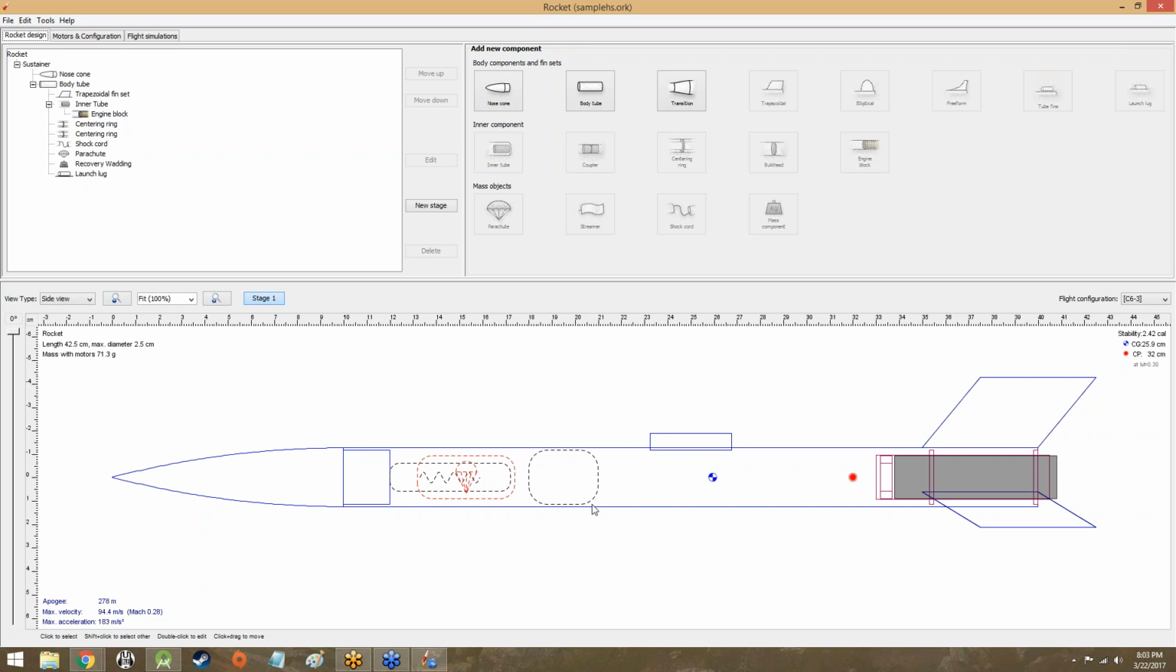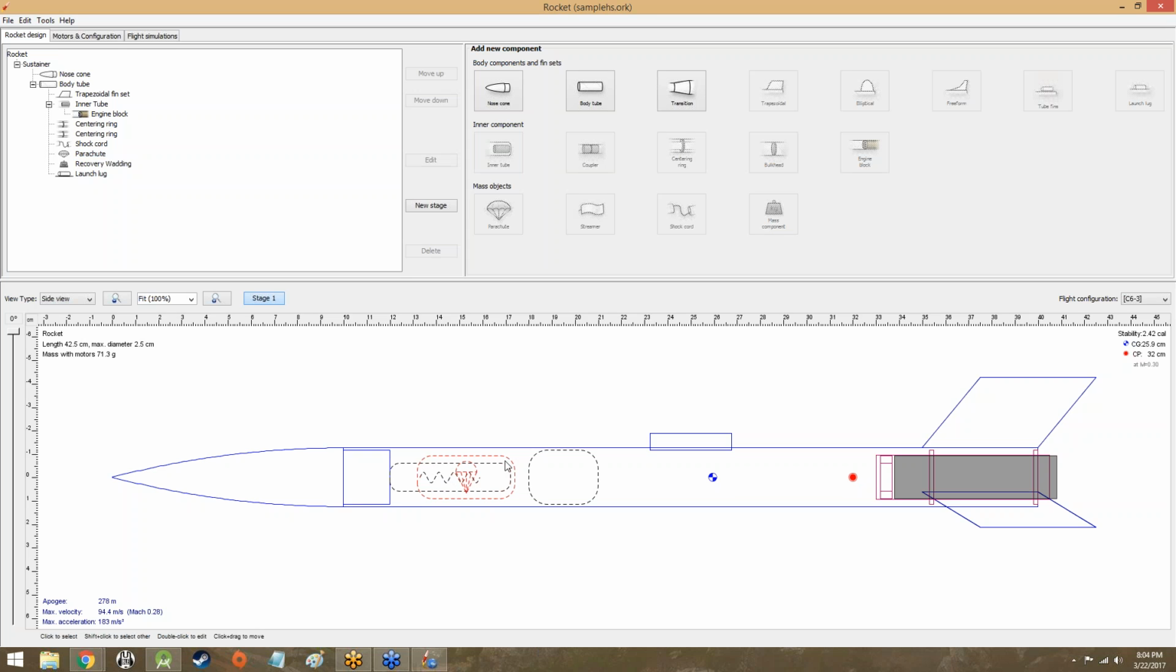We've got our recovery wadding, which prevents the recovery system from just sort of being vaporized by the ejection charge. However, there is no button for it, so it's expressed as a mass component because, like everything else that humans have created that is physical, it has a mass to it.